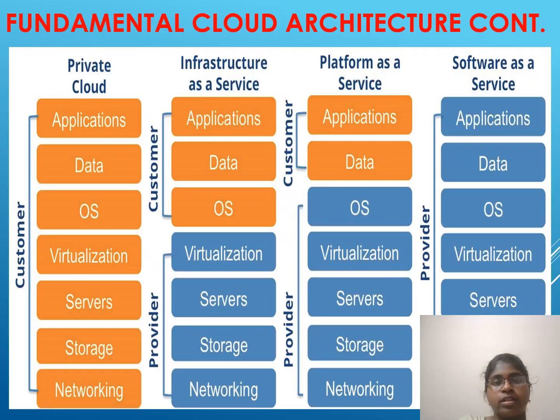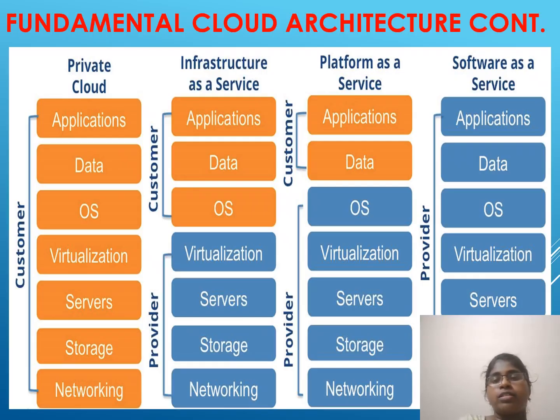This is the architecture diagram for the fundamental cloud architecture. Fundamental cloud architecture contains a private cloud, infrastructure as a service, platform as a service, and software as a service. Private cloud contains a consumer process. The consumer can have the application, data, OS, virtualization, server, storage, and networking. In infrastructure as a service, the customer has the application, data, and OS. The provider can provide the virtualization, server, storage, and networking.